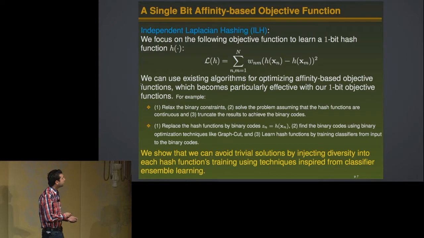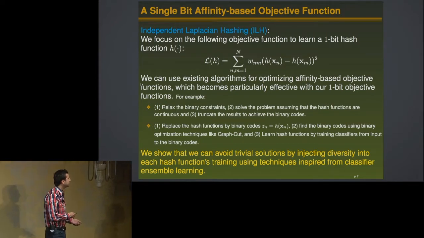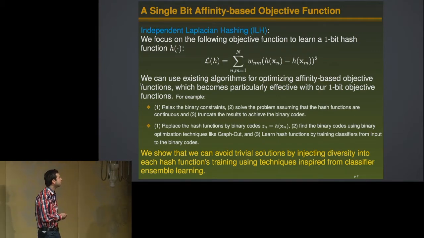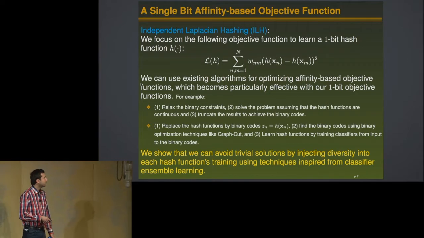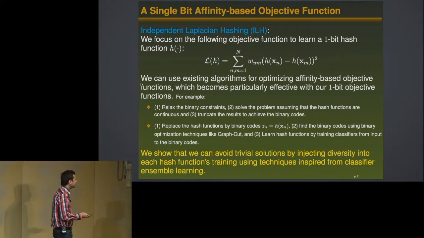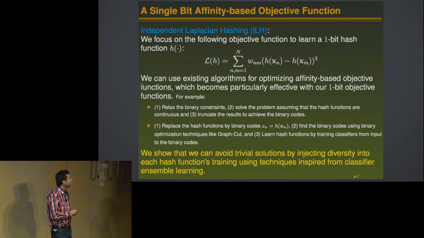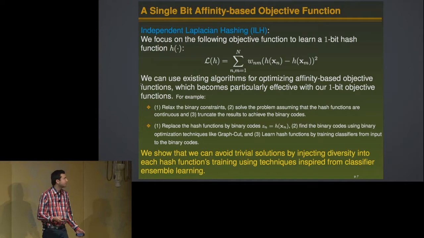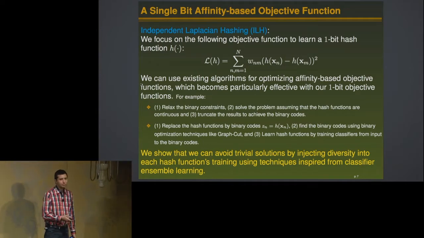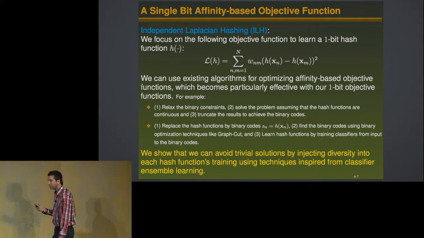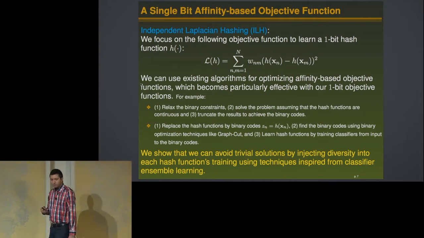Here is the format of the 1-bit hash functions that we have. It is very similar to the Laplacian loss, except that it is much simpler. It doesn't have any constraint, and it is defined only on one of the hash functions. We use existing optimization algorithms, so it is not the focus of our work. But you can see that if we optimize this objective function B times, we can get B identical hash functions. And it gives us a trivial solution and very poor results on image retrieval.